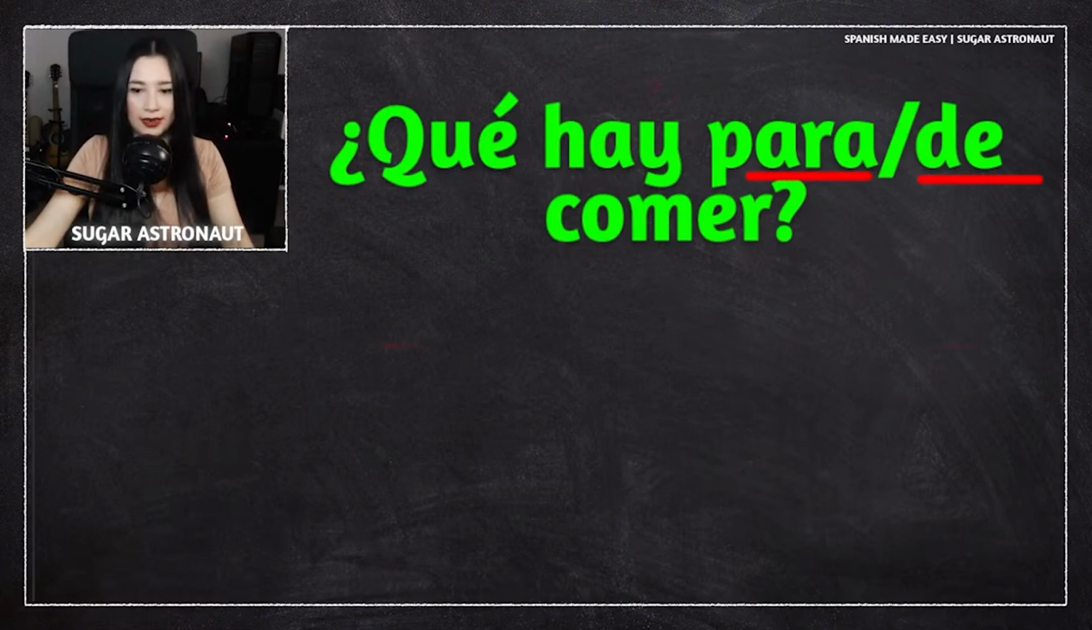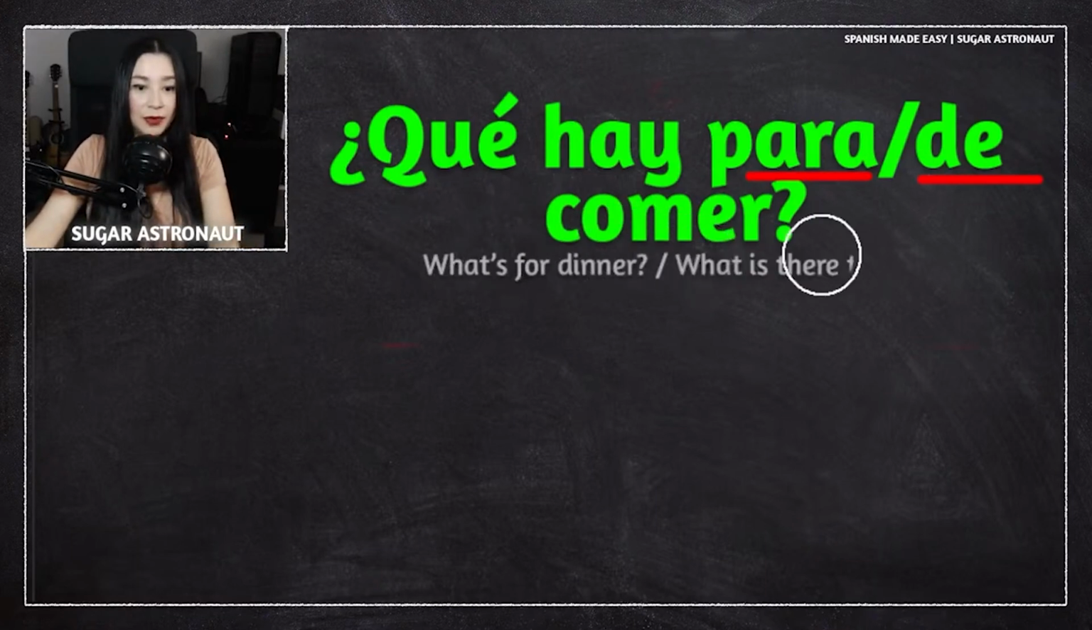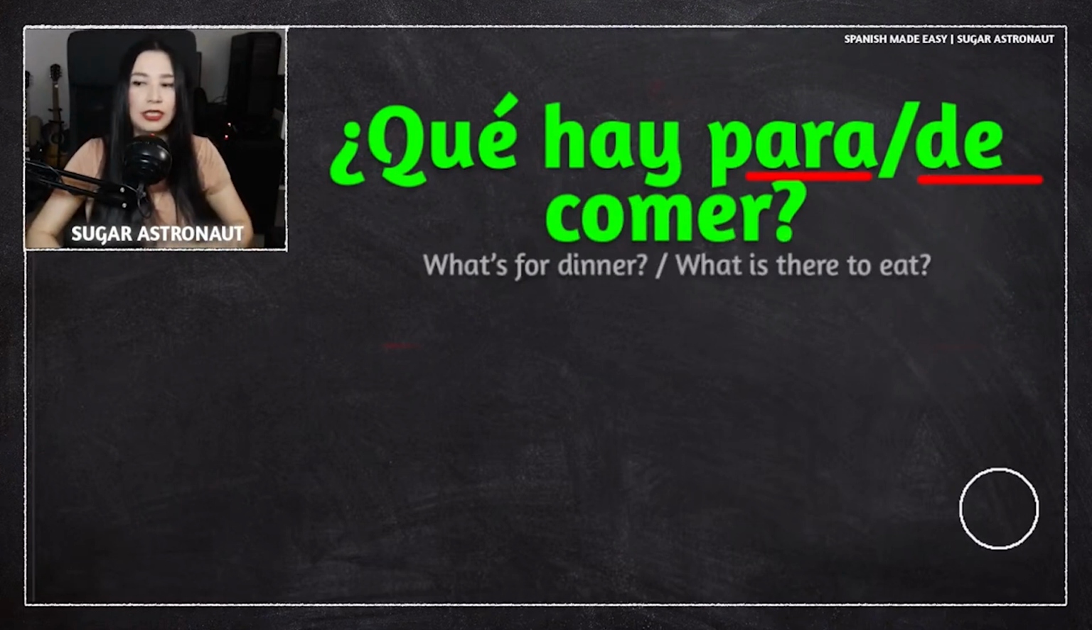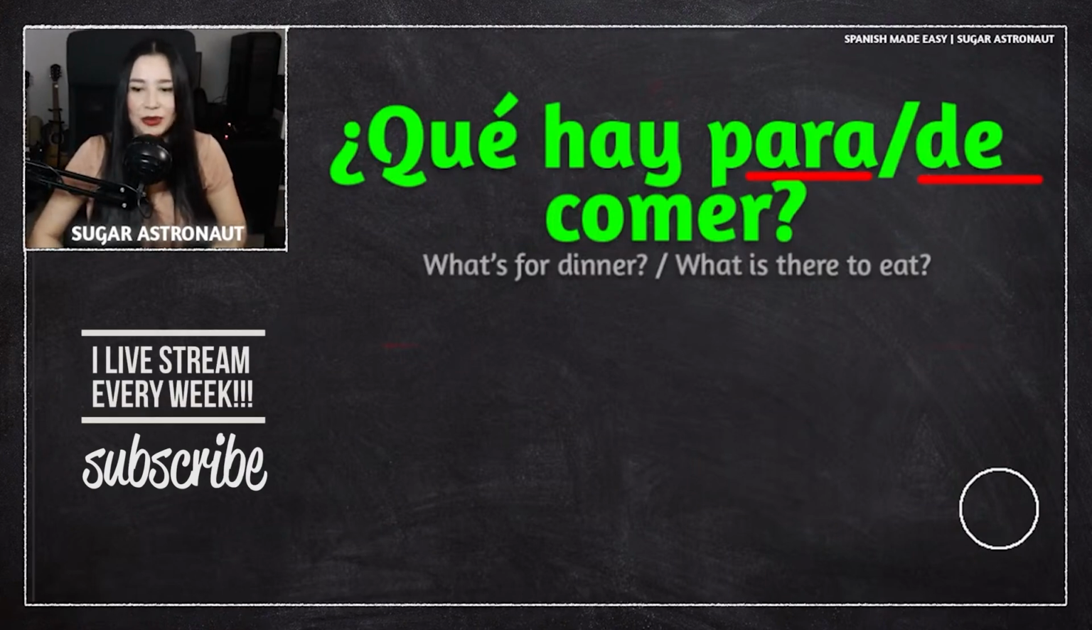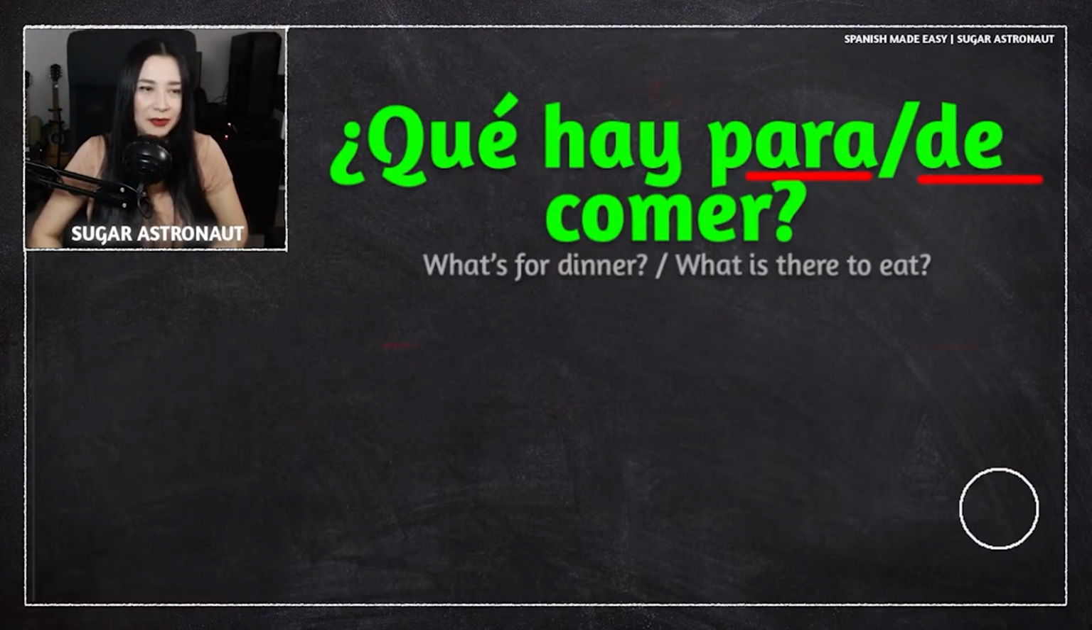We are talking about food, of course, but this question means what's for dinner or what is there to eat? So usually you ask this question when you want to know what you're gonna eat. It could be breakfast, it could be lunch, it could be supper. So you can ask this question in those situations. So don't worry about the time or what kind of meal it is, if there's any food where you are.